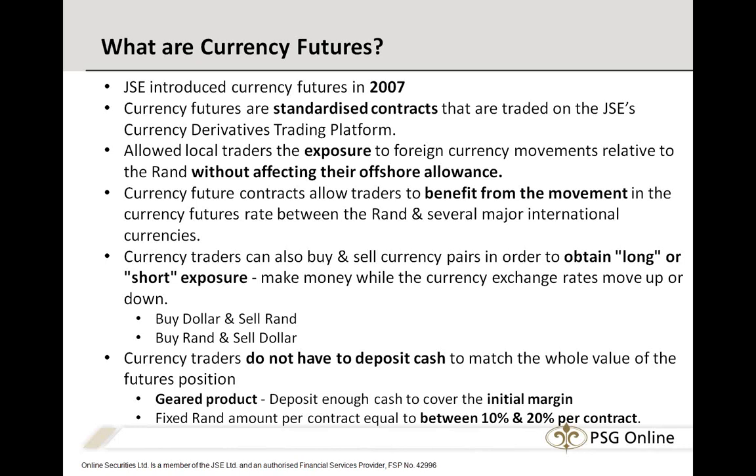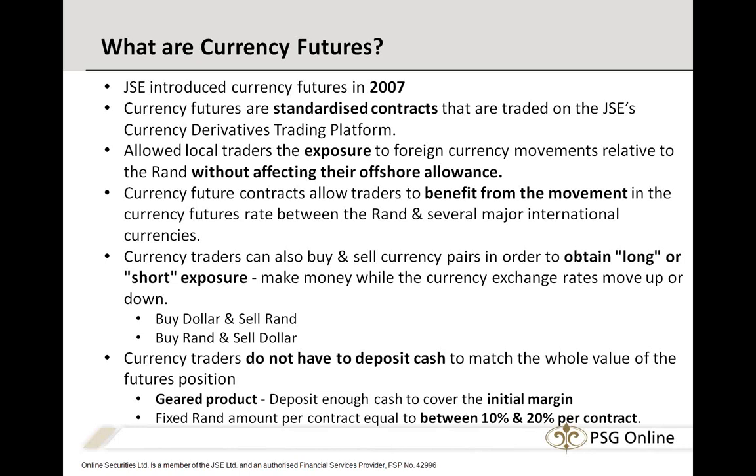The main thing is obviously it allows a trader to have exposure to foreign currency movements without affecting your offshore allowance. You know, you're allowed to take out 4 million and then R1 million every year. So you don't want to affect that. This doesn't affect that one bit, but you can still benefit from the currency movements, especially if you want to go overseas on holiday, or you want to hedge yourself against, say, a gold exposure. This is what you want to use it for. But we'll talk more about the usage just now.